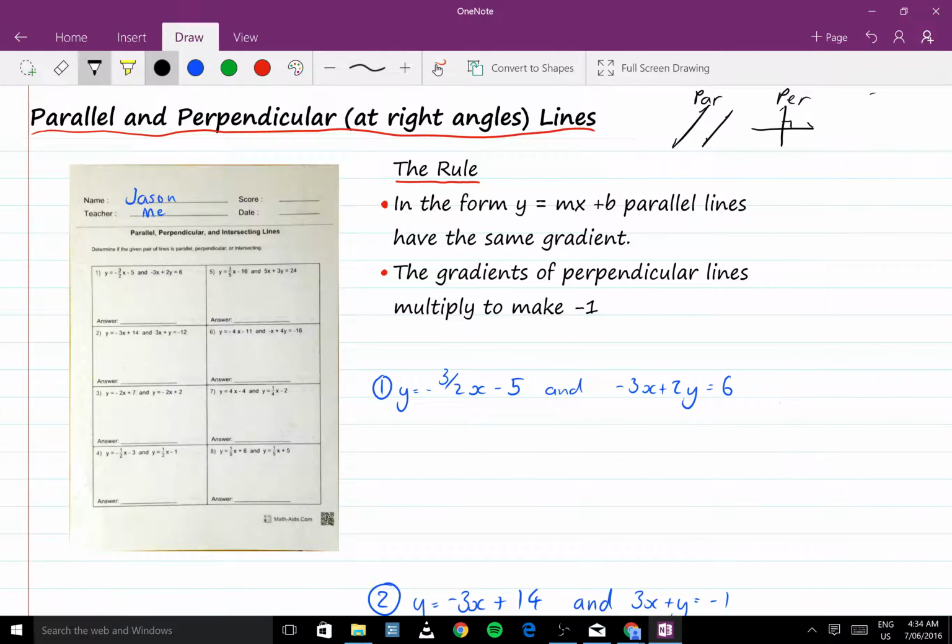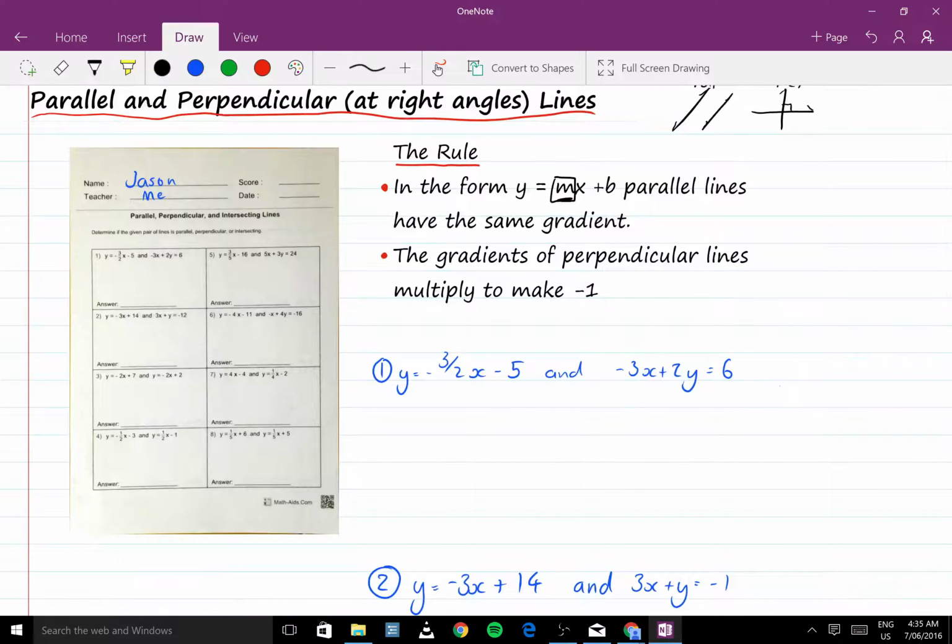Okay, cool. So the rule is that in the form y equals mx plus b, parallel lines will have the same gradient, the same number in front of the x. The second rule is that if you times the gradients together in perpendicular lines, you'll get the answer of -1. So if you times the numbers in the m position together, you'll get an answer of -1. Okay, so let's take you through a few examples.